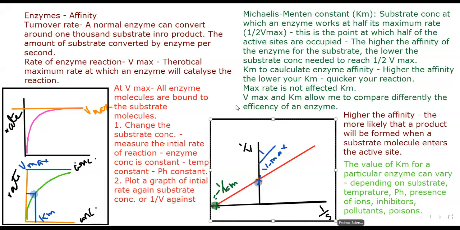Now you guys can see with the concept of affinity that if an enzyme has higher affinity for one substrate, it will bind to that substrate, right? Competitive inhibition. So we can understand that.